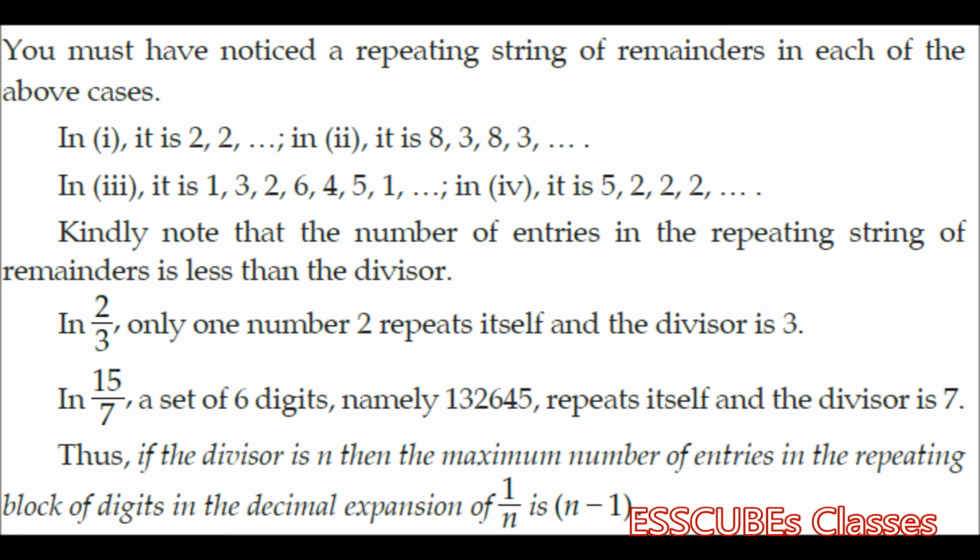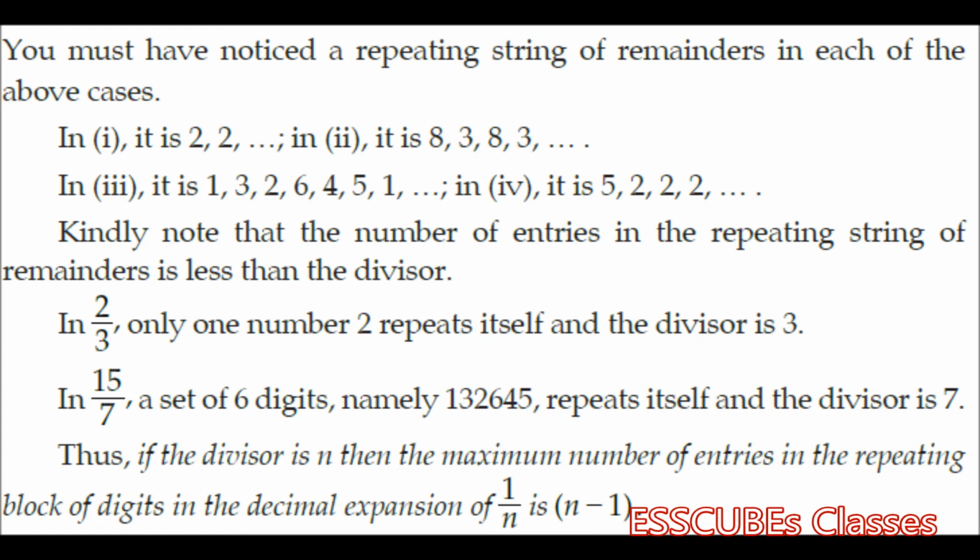Well, you must have noticed that a string of remainders in each of the cases that we have discussed goes on repeating. Like the first case, it is 2, 2, 2 and so on. In the second case, it is 8, 3, 8, 3, likewise. So we must note that the number of entries in the repeating string of remainders is always less than the divisor. In 2 by 3, only one number, 2, repeats itself and the divisor is 3.